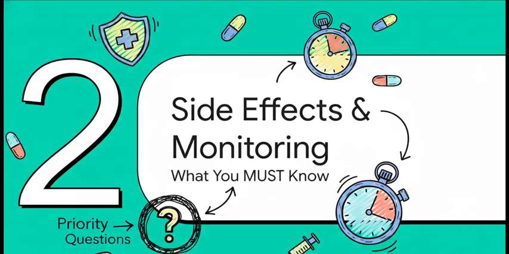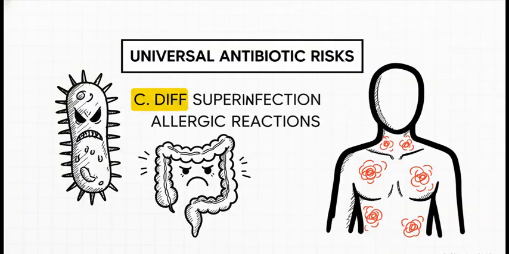Okay, now for the section the NCLEX absolutely loves to test: side effects and monitoring. This is where those tricky safety and priority questions come from, so let's really focus in here. Okay, this is super important. No matter what antibiotic we are talking about, you need to have two big risks in the back of your mind. First, a superinfection, like C. diff, which leads to that awful watery diarrhea. And second, the risk of an allergic reaction. These two are always on the table for any antibiotic.